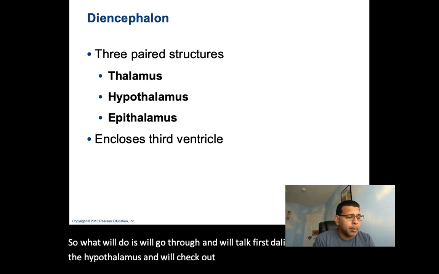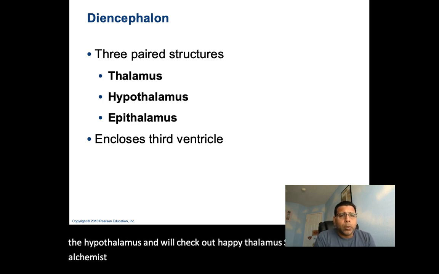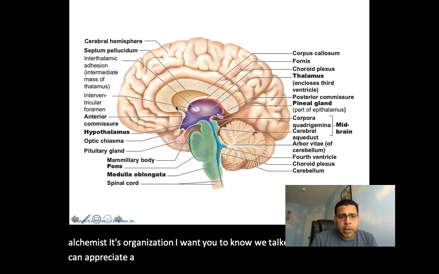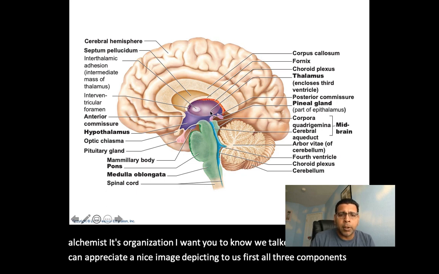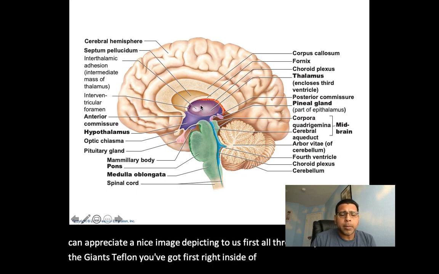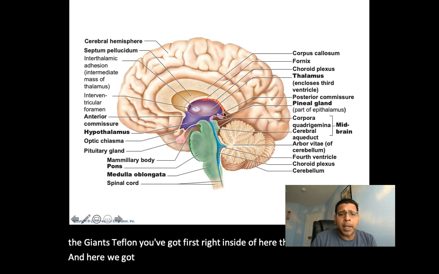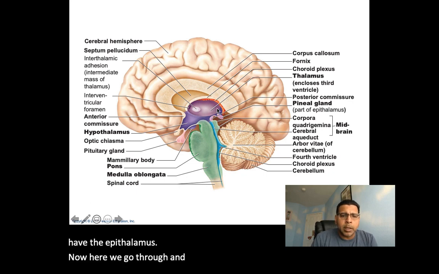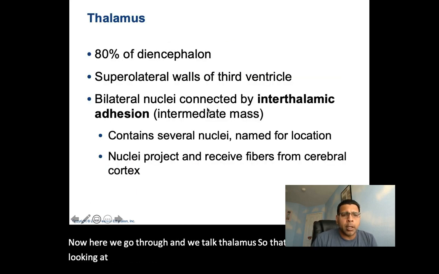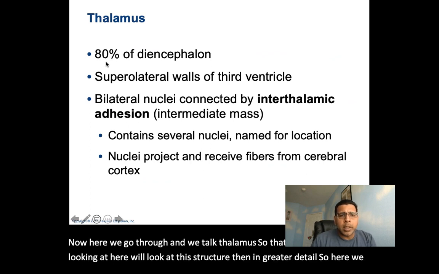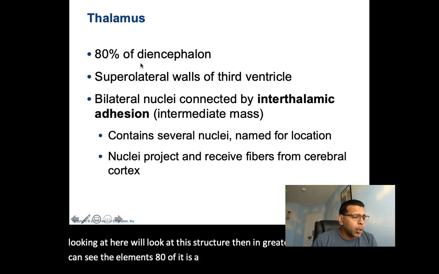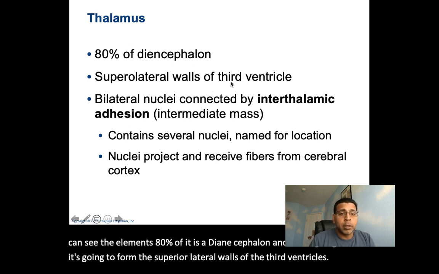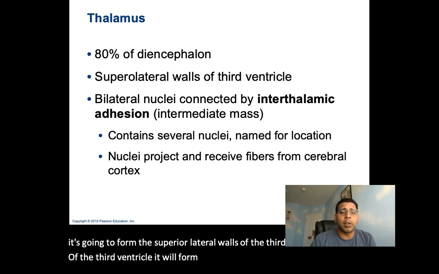When we talk thalamus and its organization, here we can appreciate a nice image depicting all three components of the diencephalon. You've got the thalamus right inside here, then the hypothalamus, and right back here is where we're going to have the epithalamus. We'll look at the thalamus in greater detail. Here we can see the thalamus is 80% of the diencephalon, and it will form the superior lateral walls of the third ventricle.